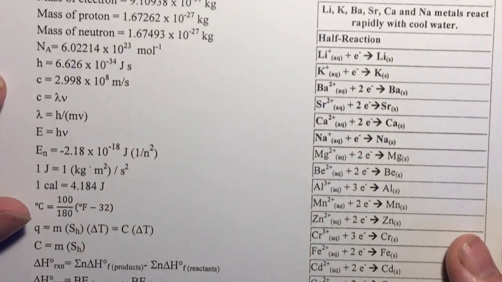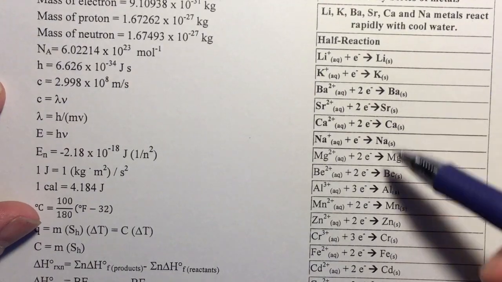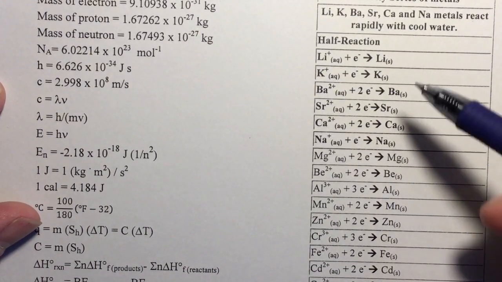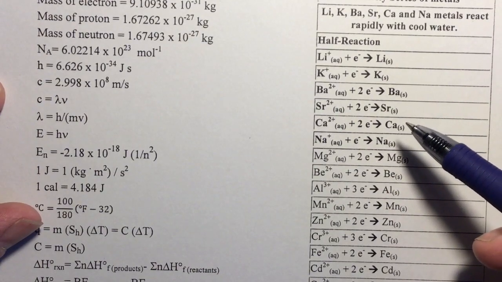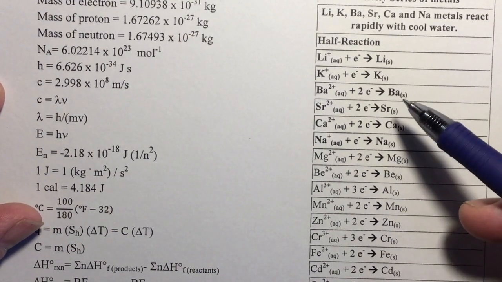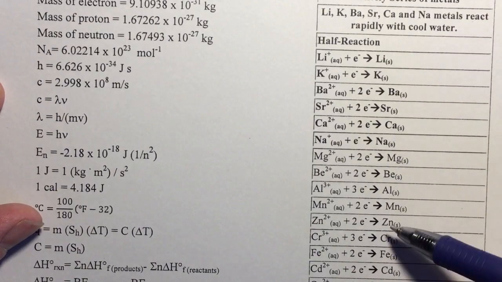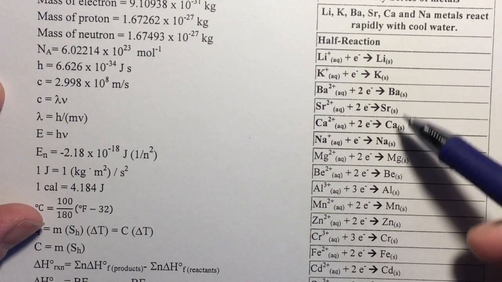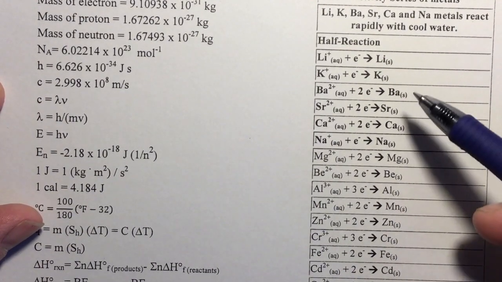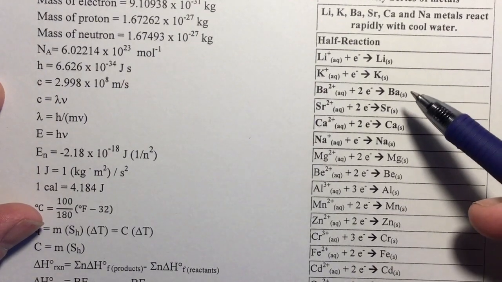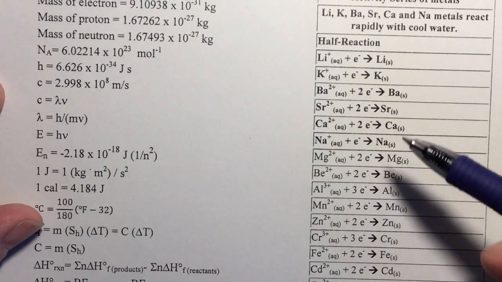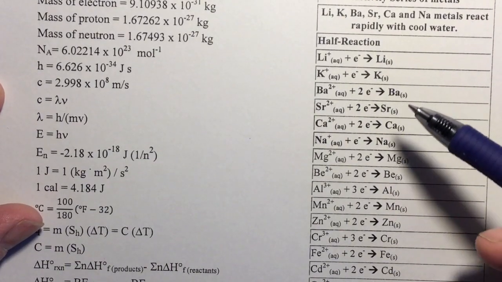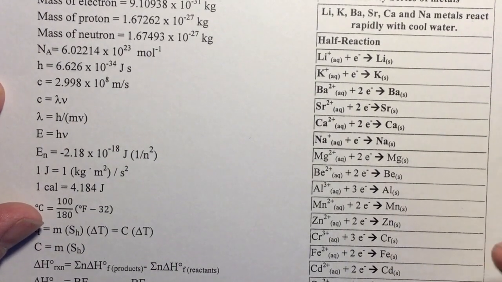And the general rule is, the higher up on the list you are as an element, the more active you are. The more active you are, the more energetically preferred it is for you to become a cation. And the more energetically preferred it is for you to become a cation, the more you are going to energetically prefer to be in an ionic compound.